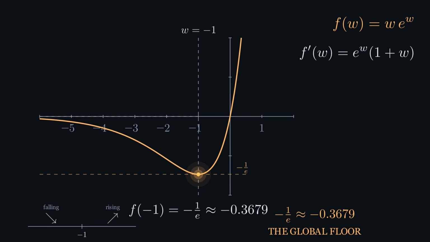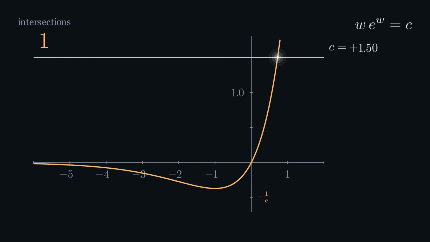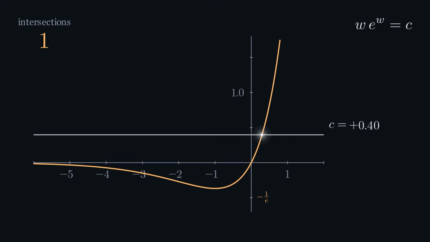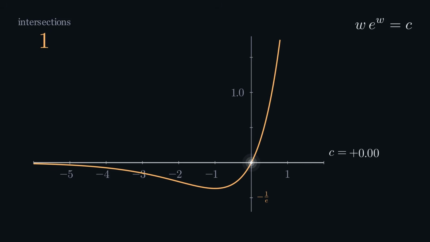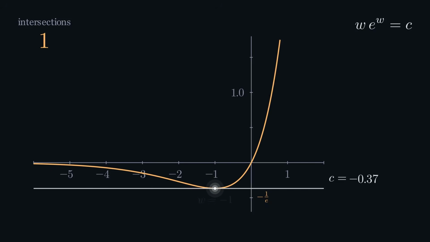Now here is a beautiful move. Let's solve w times e to the w equals c just by drawing a horizontal line at height c and counting how many times it hits the curve. If c is positive, or 0, the line cuts the rising right arm exactly once. One solution. If c is exactly negative 1 over e, the line just kisses the very bottom of the dip. Exactly one solution. w equals negative 1.